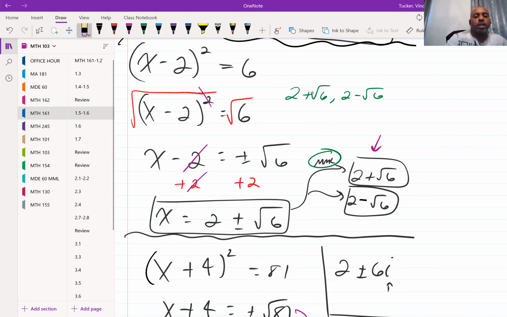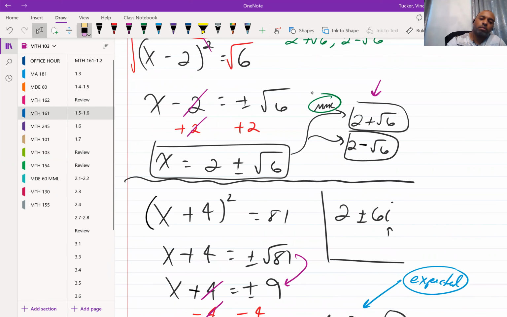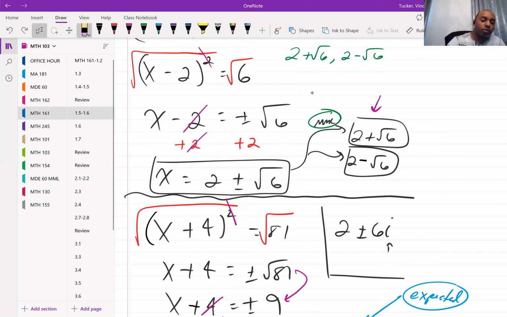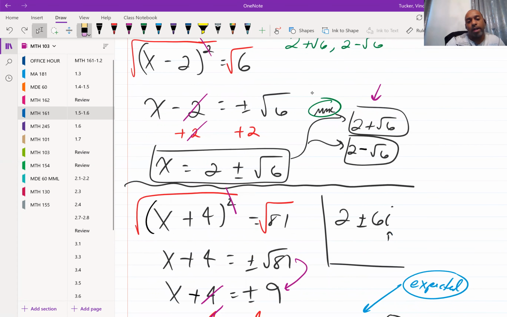All right, next one, (x + 4)² = 81. So once again, we're trying to get access to x. The square is on the parentheses, keeping that parentheses there. So we need to take the square root of both sides, canceling out the square on the left, which gives you x + 4. And then on the right, that's plus or minus the square root of 81.